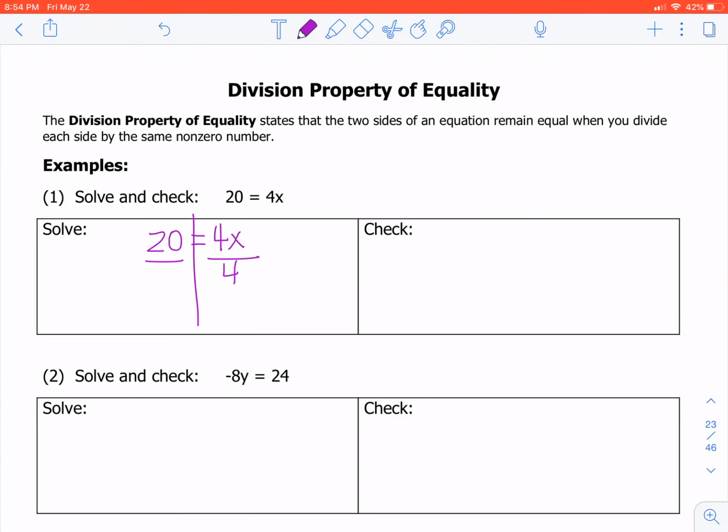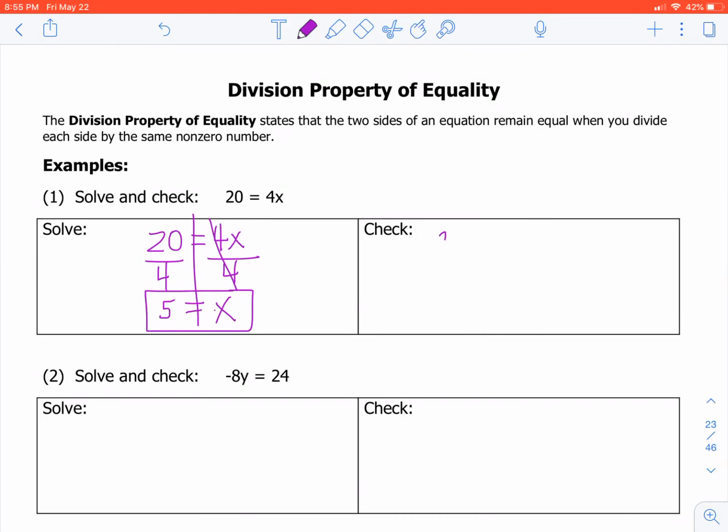Now watch how I write this. I don't write division with the division symbol. I use the fraction, which is also a form of division. So you're going to write it with a line. Now 4 divided by 4 is 1. Well, 1x is the same thing as just x. So essentially those cancel out to give you x. Now on the other side, 20 divided by 4 is 5. So our answer should be 5.